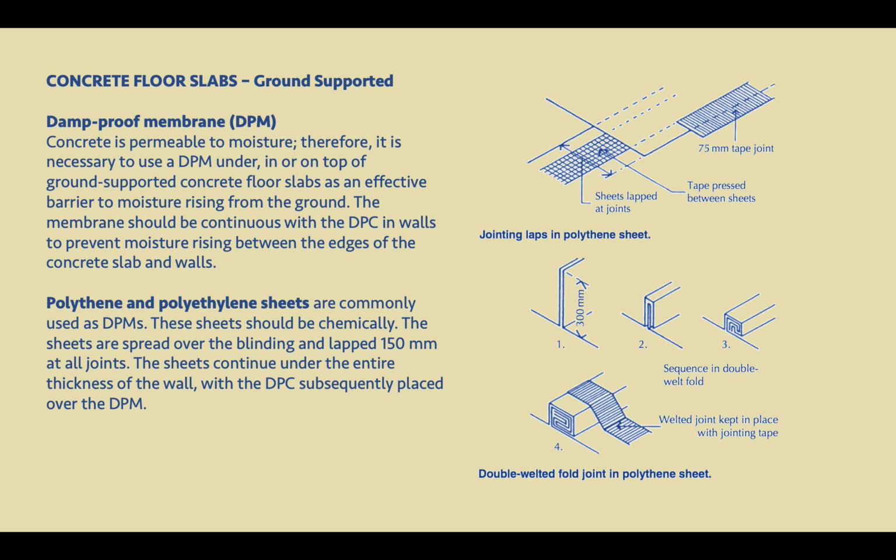One of the most important components of this is the damp-proof membrane. The damp-proof membrane can be made up of different things, but it is essential to understand its role in trying to protect the building from moisture rising up from the ground.